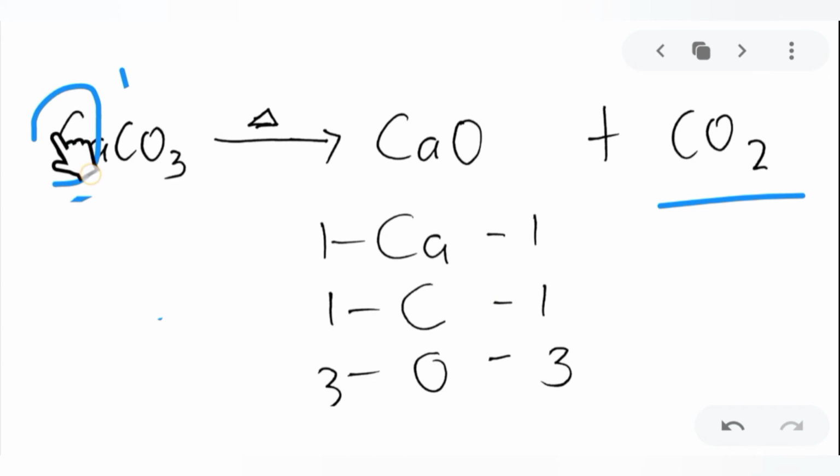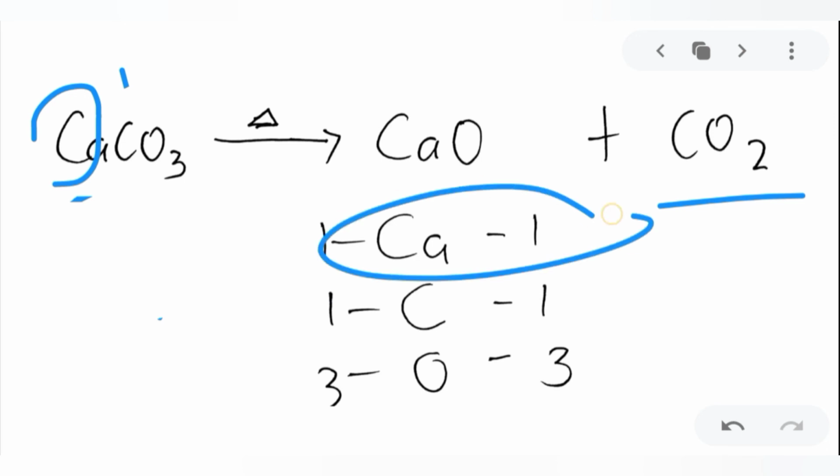For the reactant, we have 1 piece of calcium. For carbon, we have 1 piece of that. For oxygen, 3 pieces of that. On the product side, we have 1 piece of calcium, 1 piece of carbon, and then 3 pieces of oxygen because you have here 2 plus 1, that is 3. And therefore, we do not need to balance this one because this is already a balanced equation.